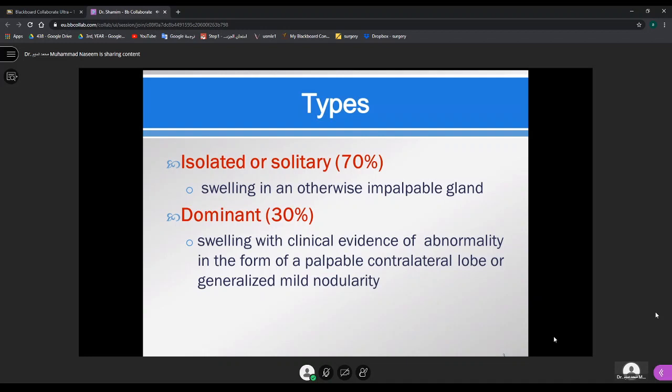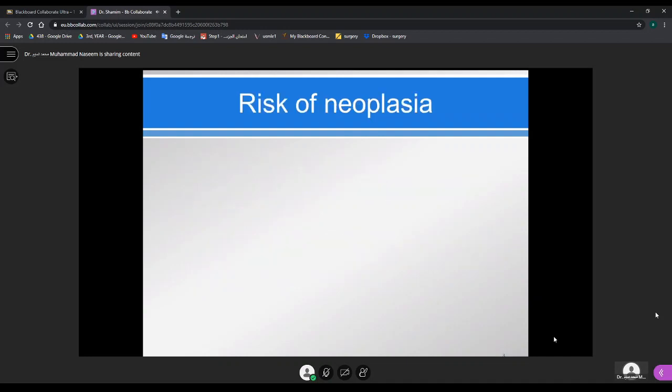That is, you can feel or see one swelling which is more prominent, but the rest of the gland is also abnormal in this case. Either the rest of the gland is showing generalized abnormality or small nodules, but one of them becomes more prominent. The risk of this is the risk of neoplasia. These have the chance to develop into malignant swellings.